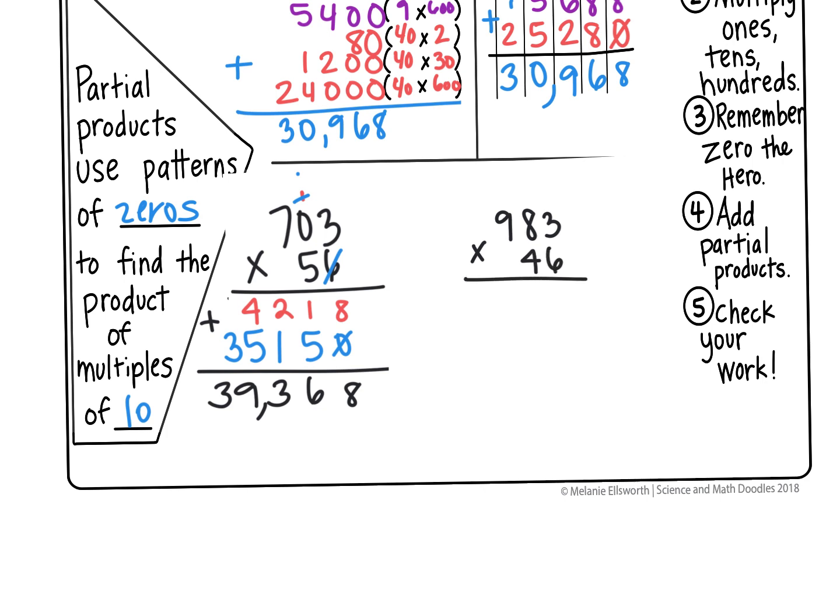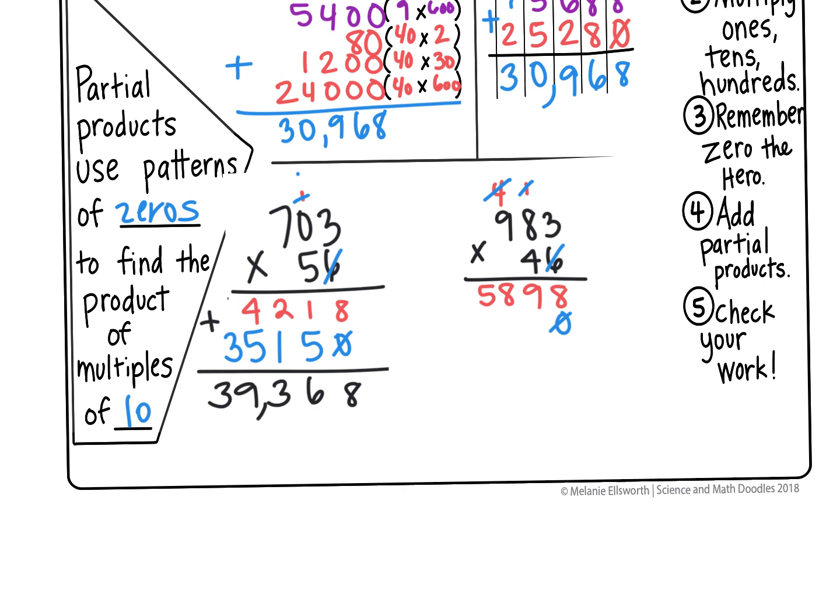One partial product at a time. So solve the first partial product, check with your group. If anybody has a different partial product, y'all need to figure out where somebody made a mistake. Okay, your first partial product should be 5,898.